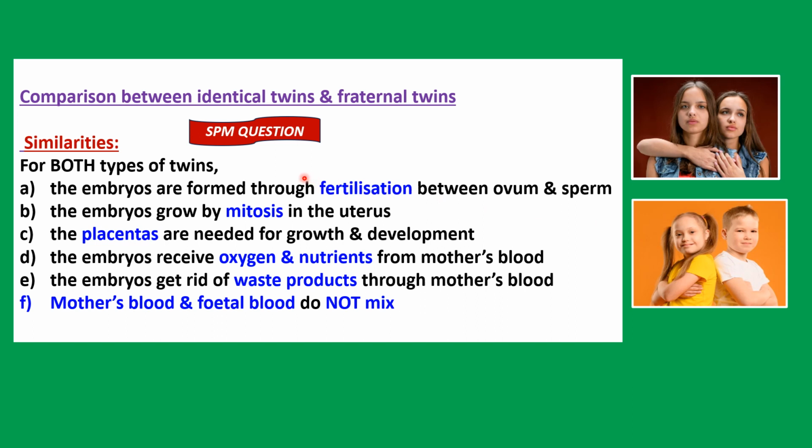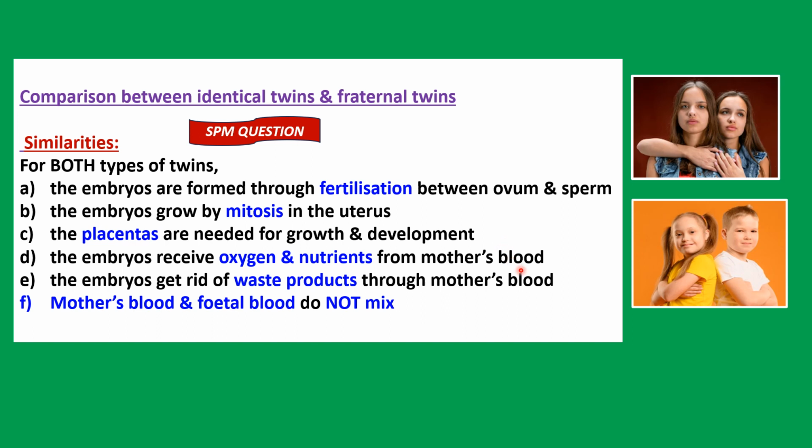So comparison between identical twins and fraternal twins, this can be asked as an SPM question, all right? So if you're asked to give a comparison, give at least 2 to 3 similarities and a few differences also, right? Now, similarities. For both twins, the embryos are formed through fertilization between ovum and sperm. The embryos grow by mitosis when the zygote divides, all right, many times.